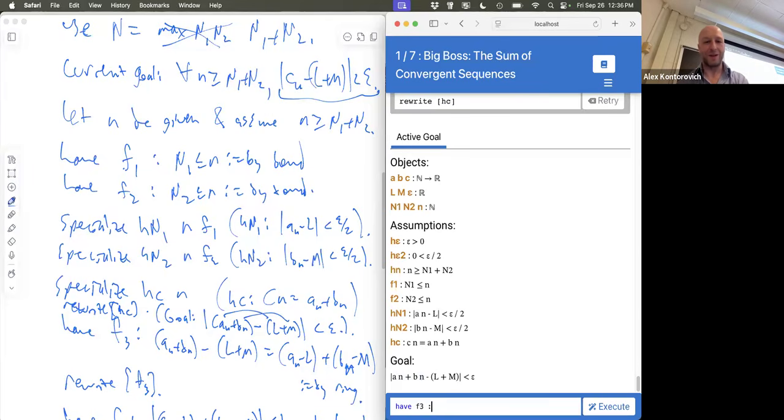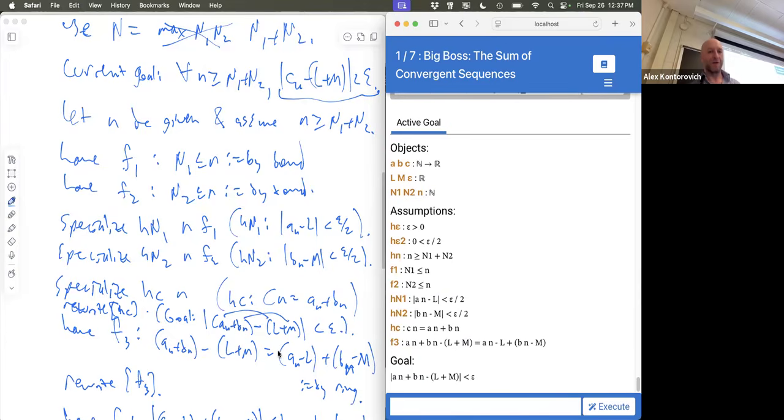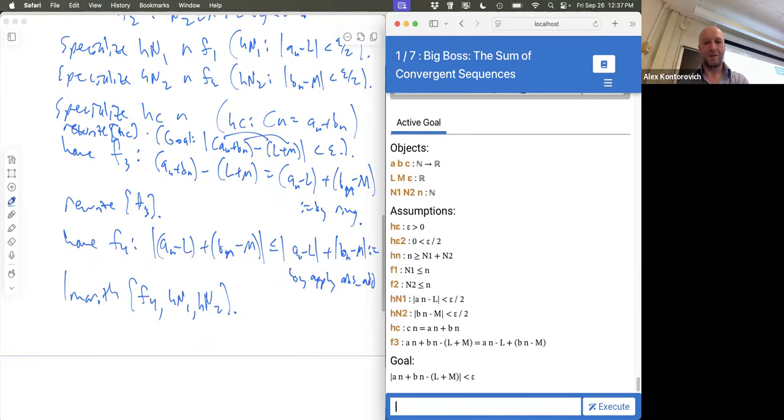Have F3, namely that An plus Bn minus L plus M is the same thing as An minus L plus Bn minus M, and the proof is ring. That's a ring operation, and then let's rewrite by F3. Now we have An minus L plus Bn minus M is less than epsilon. We also know that An minus L is less than epsilon over 2, and that Bn minus M is less than epsilon over 2.